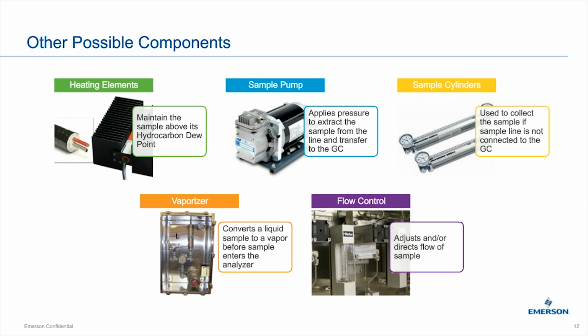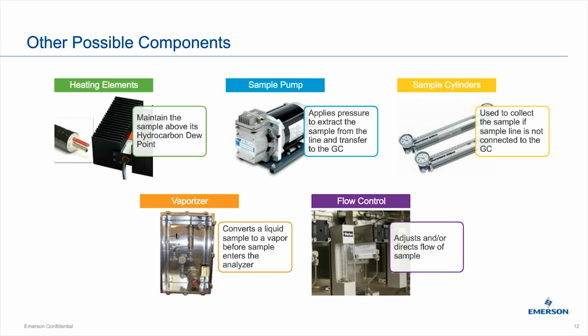You may have a sample pump. If you don't have enough pressure from your sample point to the GC to get there, maybe you're several hundred feet in tubing length, you may need a pump to be able to get enough pressure to get the sample to the GC. There's also sample cylinders.